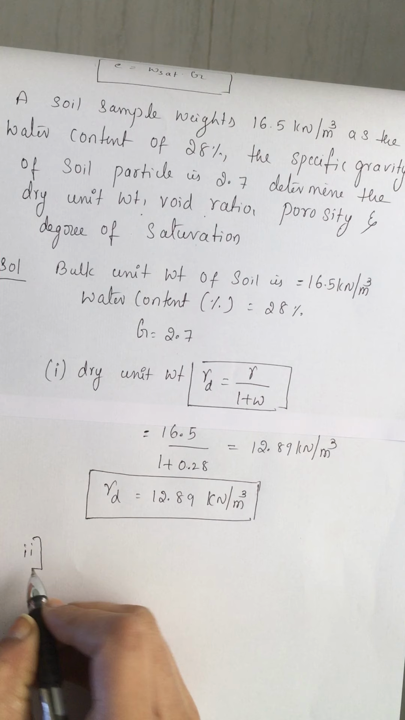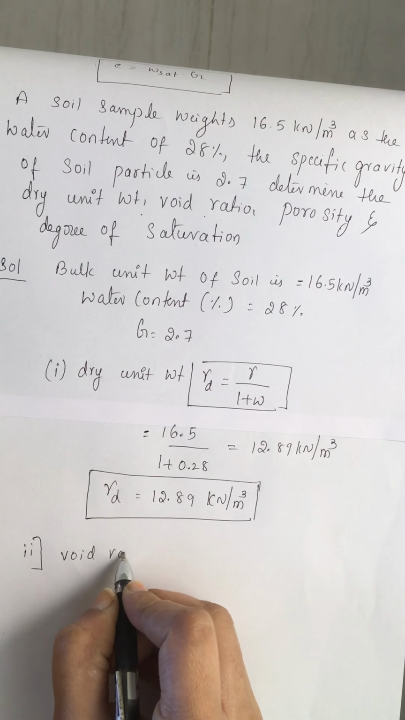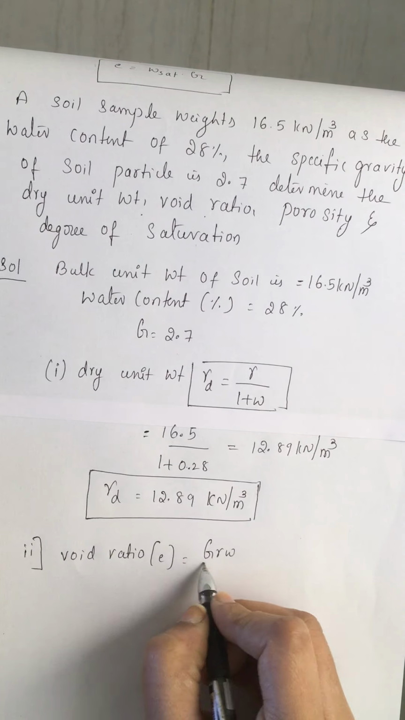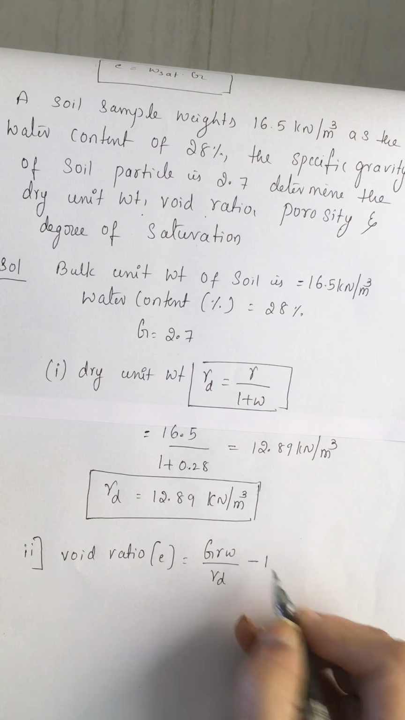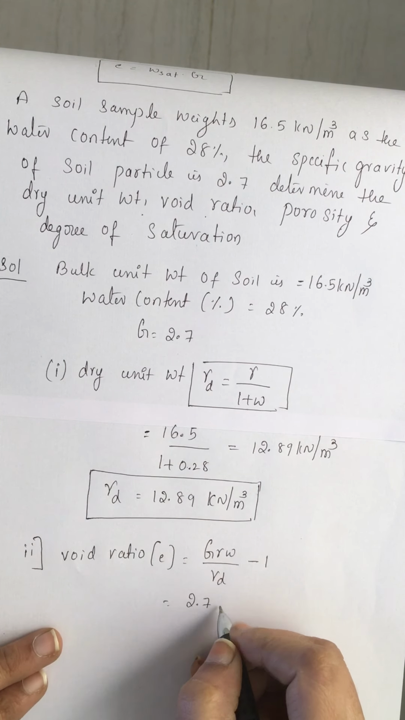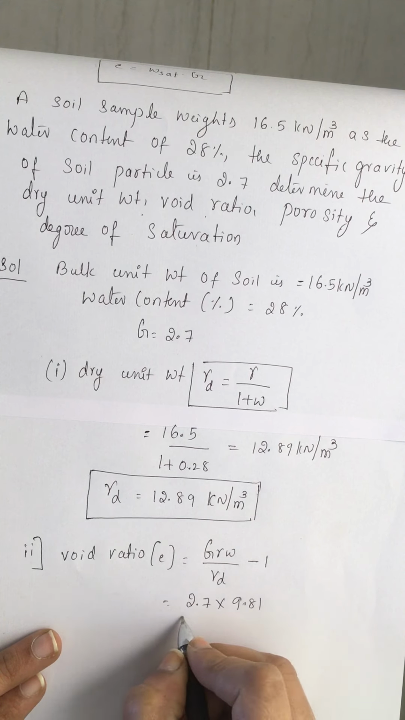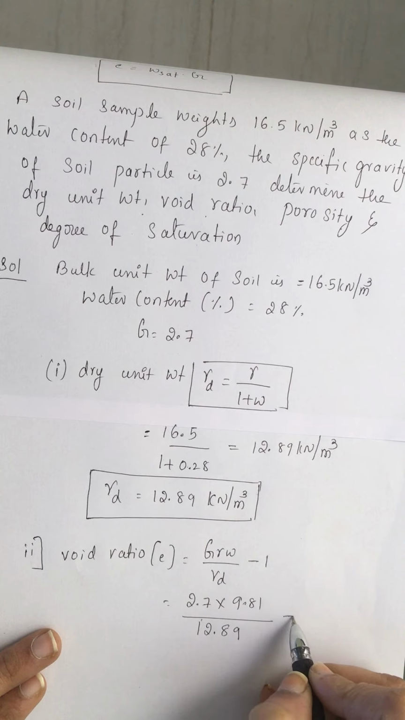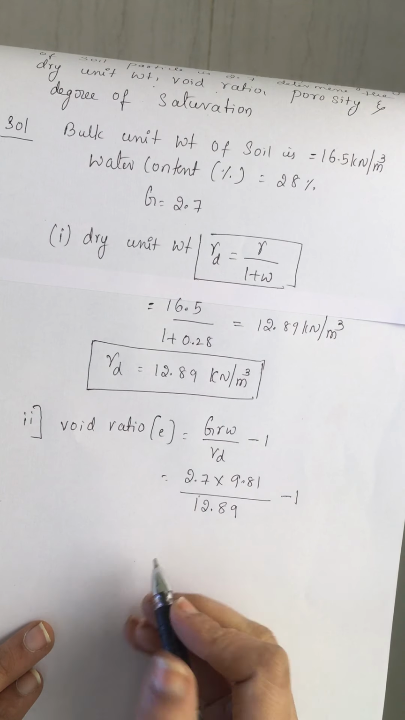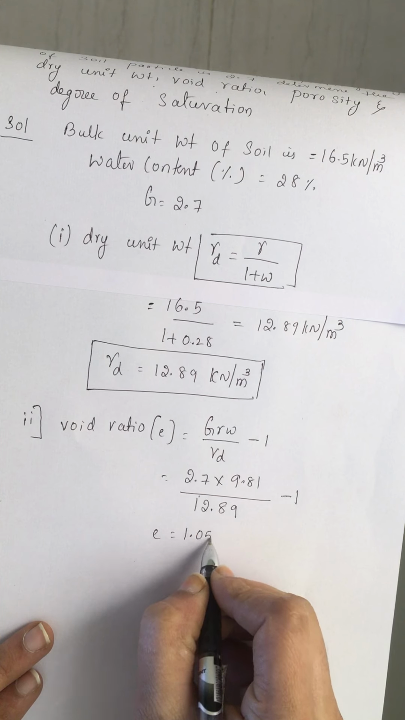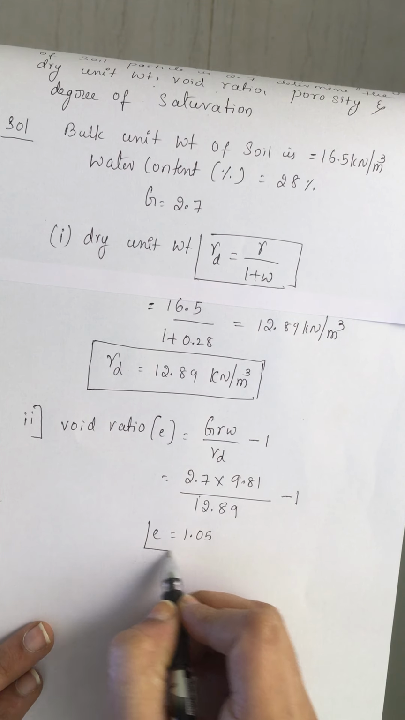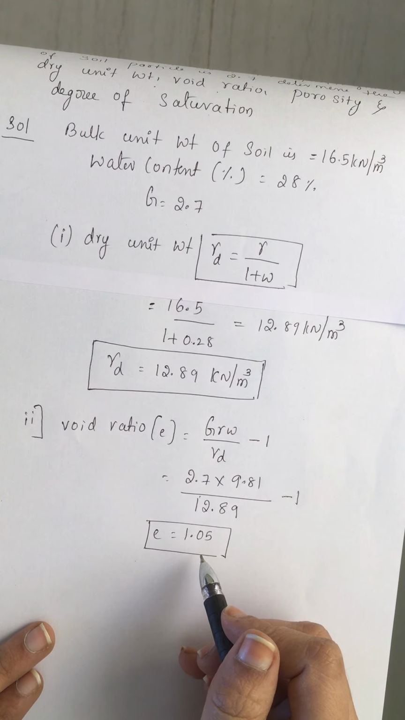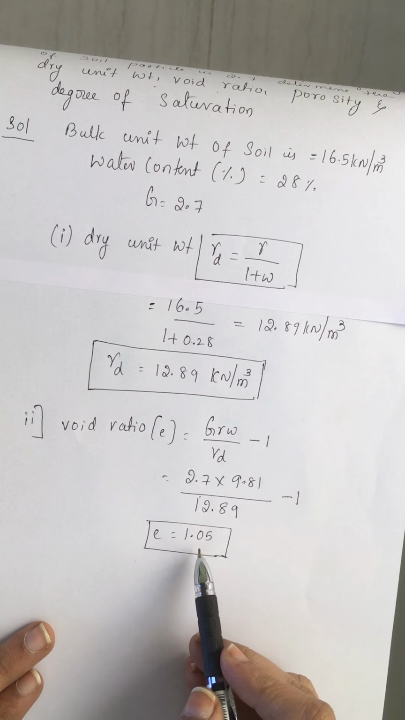Second one, we have to find out the void ratio, that is E equals G gamma W divided by gamma D, minus 1, that is 2.7 into 9.81 divided by gamma D value we already know, 12.89, minus 1. So E is equal to 1.05. This is the value of void ratio. The void ratio has no unit. You can keep it just like that.